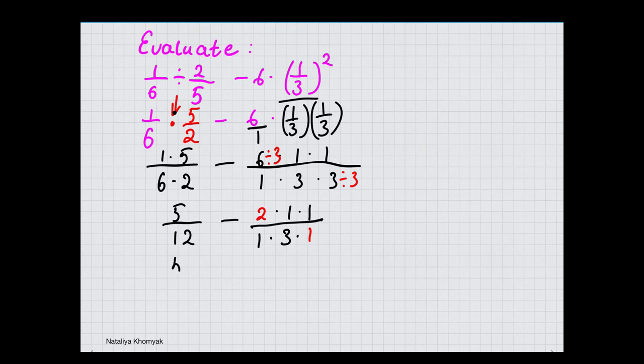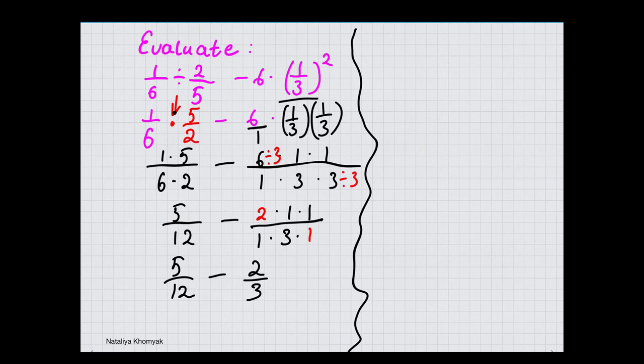So we have 5/12 minus 2/3. I'm going to continue this on the side. 5/12 minus 2/3. We need a common denominator, which is 12. So 3 times 4. Whatever you do to the denominator, you want to do the same thing to the numerator. And 4/4 is 1. Multiplying by 1 preserves the quantity.